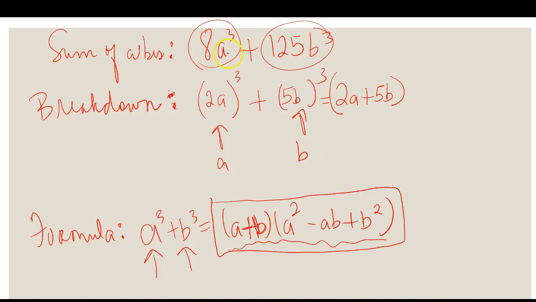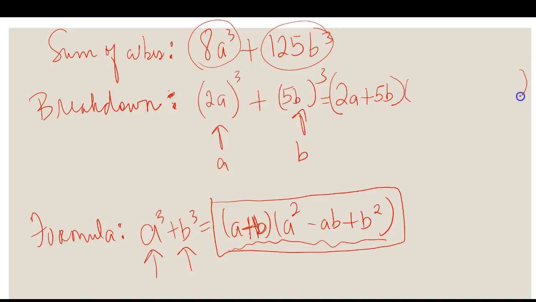Because we have to use what numbers will work out for our problem, 8a cubed plus 125b cubed, not a cubed plus b cubed. But if we break it down to what the cube root of 8a cubed is and the cube root of 125b cubed, then all we have to do is replace all of the a's and the b's with the a's and the b's we found.